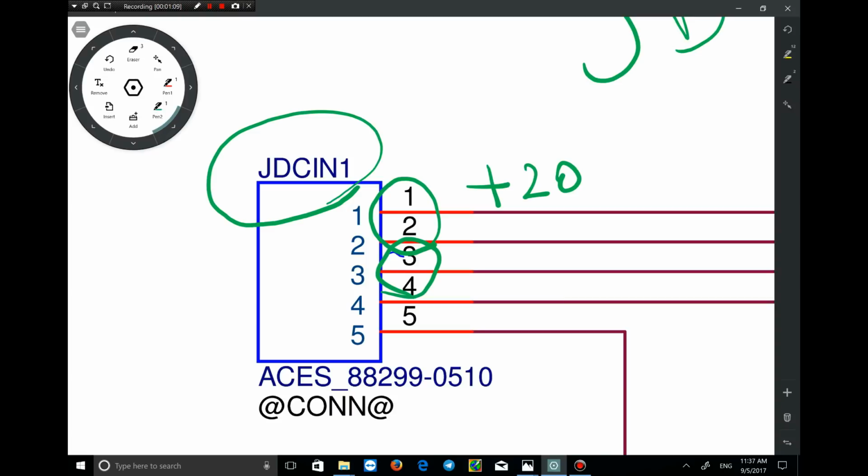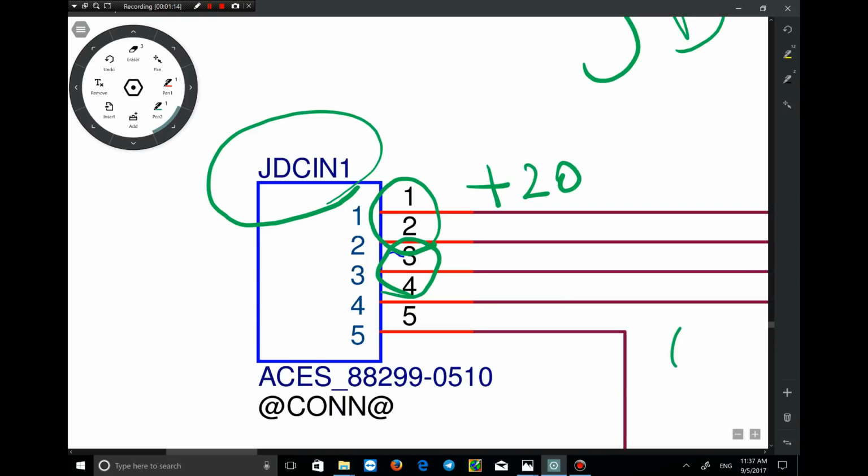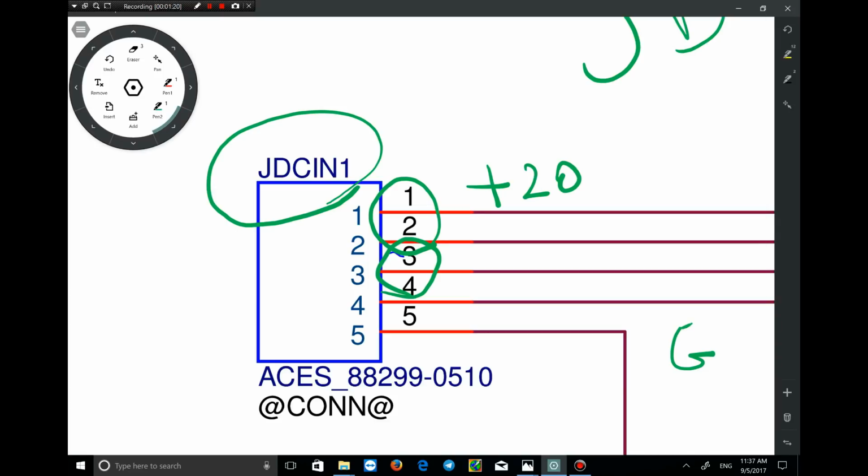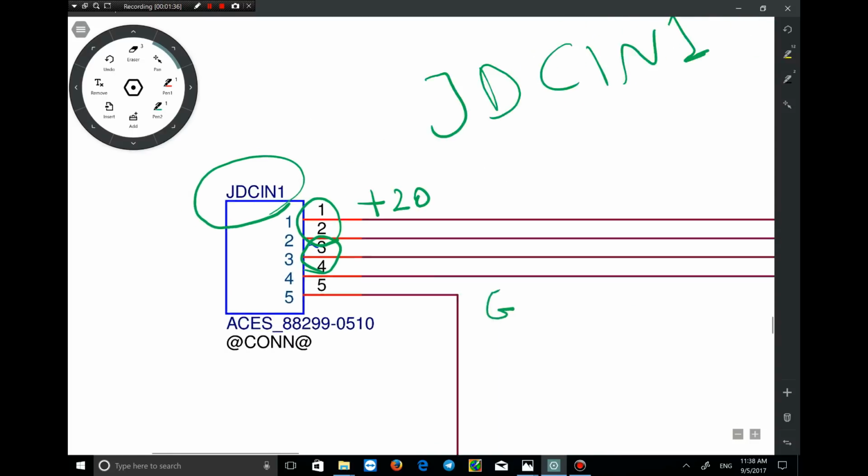And pins 3 and 4 are negative, which are connected to ground or GND. And when you plug the adapter into the system, pin 5 sends a voltage for a short amount of time, like 2 or 3 seconds, and detects that the adapter is plugged into the circuit.